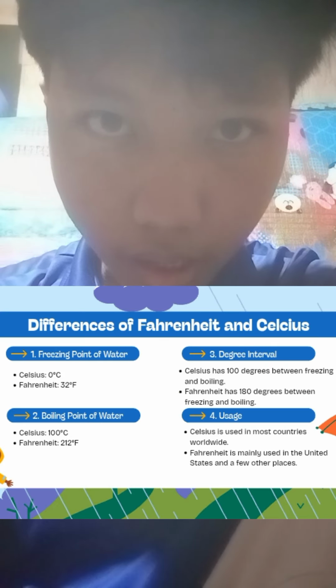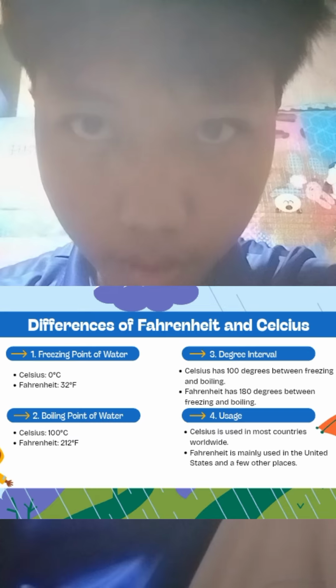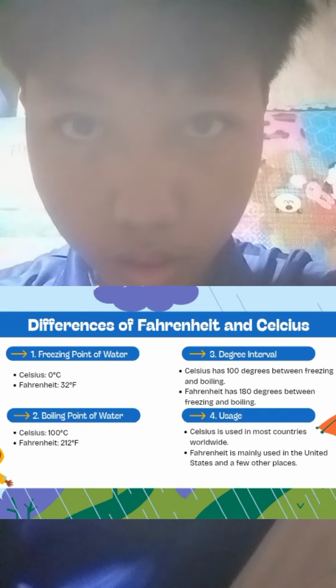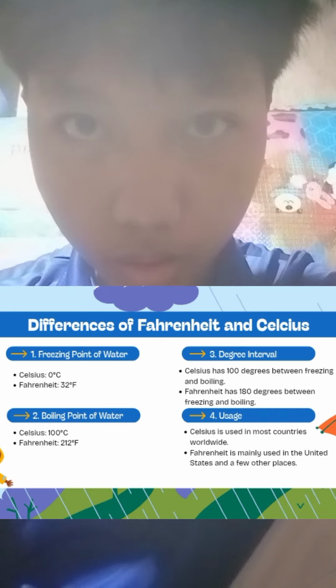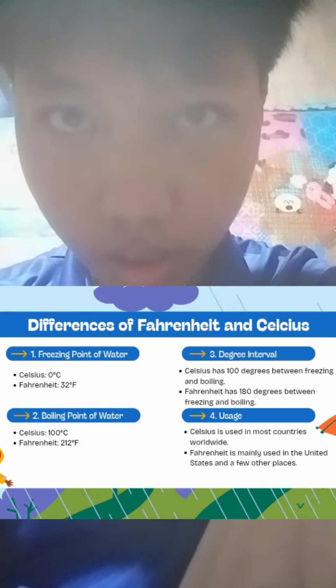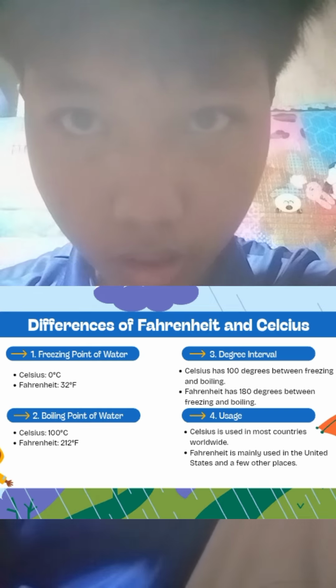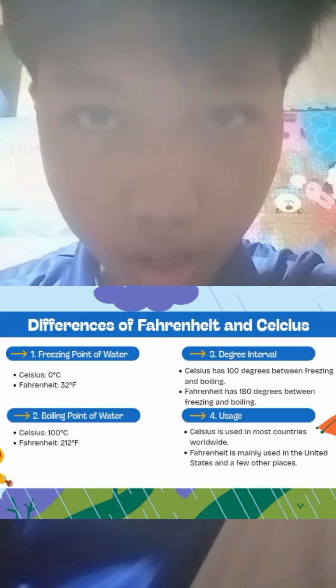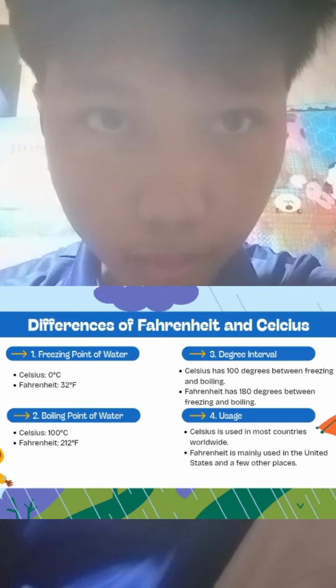Differences of Fahrenheit and Celsius. 1. Freezing point of water: 0 degrees Celsius, while the Fahrenheit is 32 degrees Fahrenheit. 2. Boiling point of water: 100 degrees Celsius, while the Fahrenheit is 212 degrees Fahrenheit. 3. Degree interval: Celsius has 100 degrees between freezing and boiling. Fahrenheit has 180 degrees between freezing and boiling.